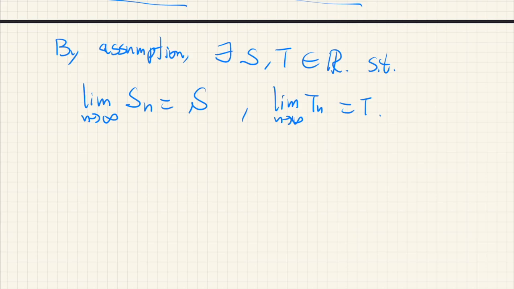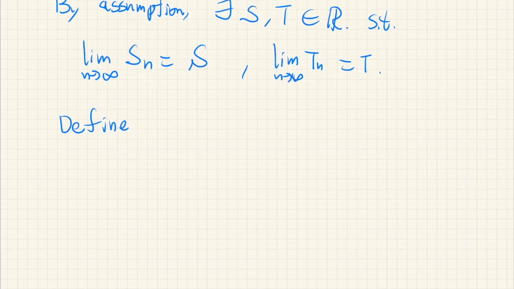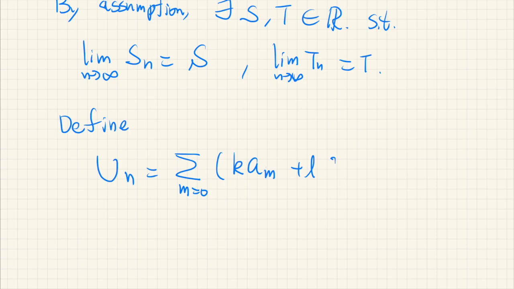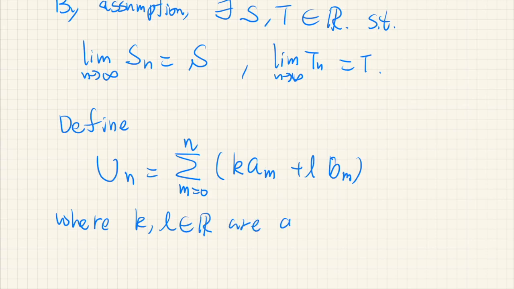Okay, then next, let's define another partial sum, or maybe we should say a finite sum. Anyway, so Un is equal to the partial linear combination of, oh, wait a minute. If we use the index k, then it's a bit confusing. So let's use m: the sum of k a_m plus l b_m, from m up to n, where k and l, which are real numbers, are arbitrary.